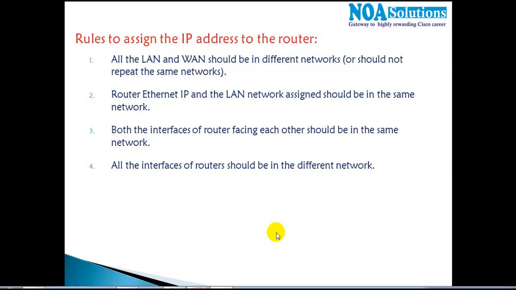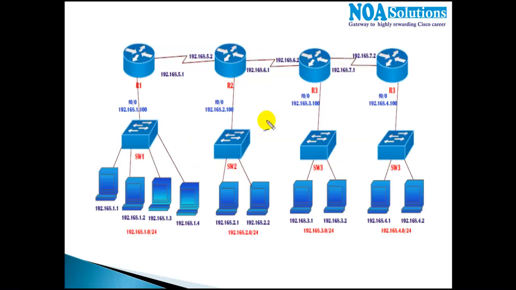Now in this video we'll see what are the different rules we need to follow in order to assign the IP addresses. Okay, we'll see four different rules here: 1, 2, 3, 4. So if you go back to the previous section, what we have discussed, we have seen the connectivity from router to LAN and the WAN.